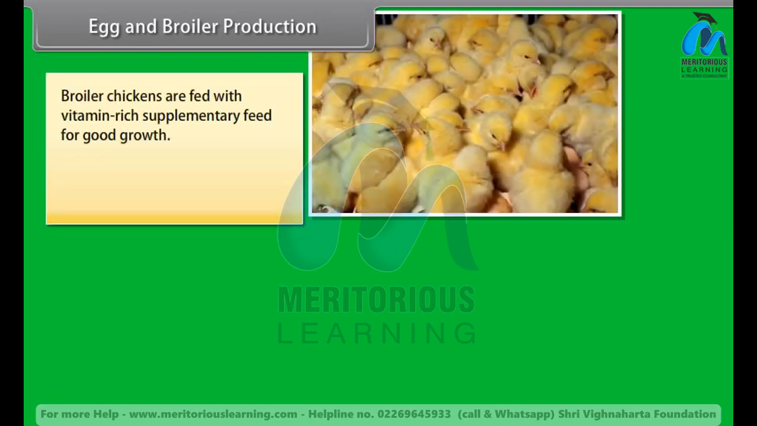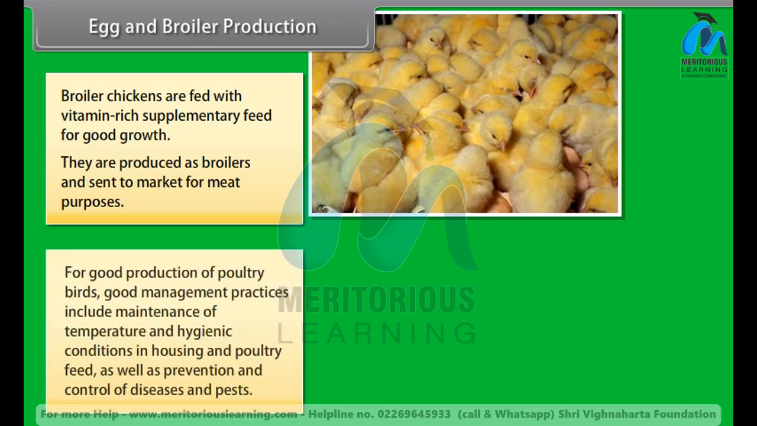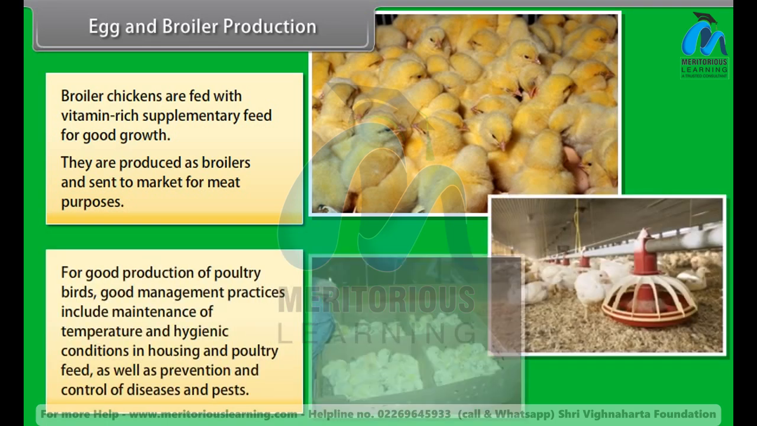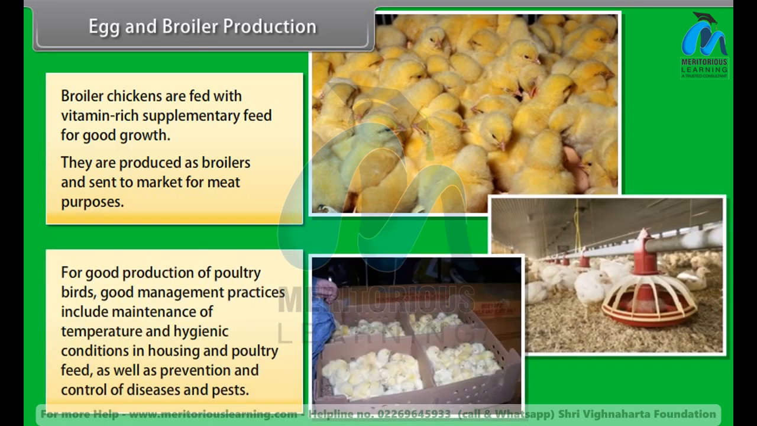Broiler chickens are fed with vitamin-rich supplementary feed for good growth. They are produced as broilers and sent to market for meat purposes. For good production of poultry birds, good management practices include maintenance of temperature and hygienic conditions in housing and poultry feed, as well as prevention and control of diseases and pests.